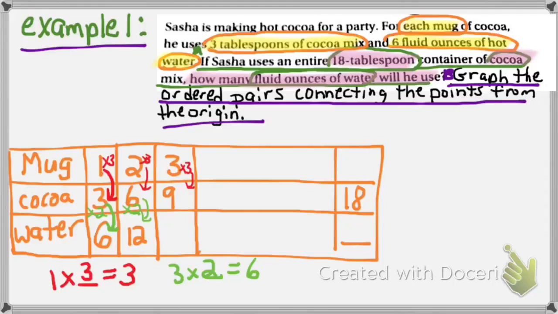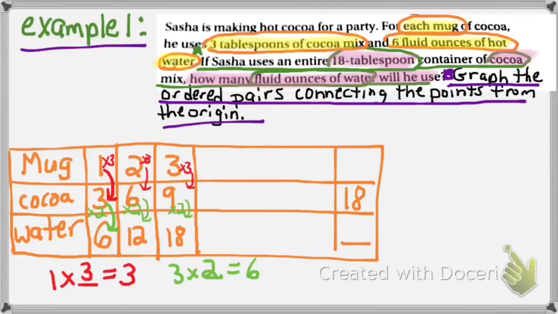How much water will I need? Well, the rule from cocoa to water is times 2, and 9 times 2 equals 18. I'll need 18 fluid ounces of water. I see an 18, but the 18 is in the water, and I need my 18 in my cocoa, so I need to keep going.